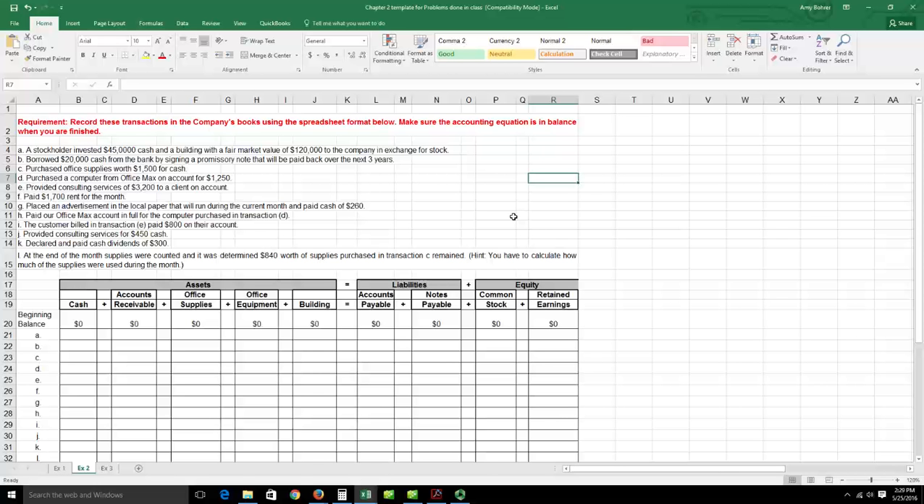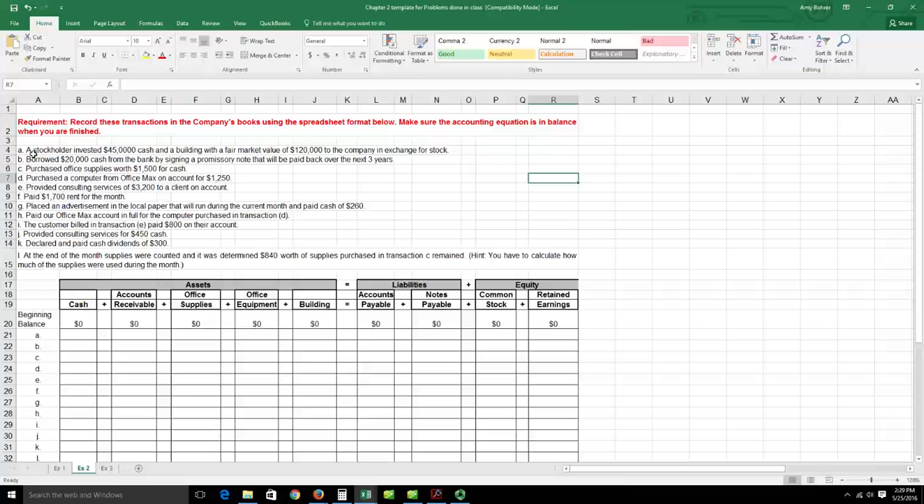And so let's just dive into the first one. The first thing I want to also say is that you are recording these transactions as if you are the accountant or the bookkeeper for the company. Don't think of this from your individual point of view. Think of it from the company's point of view and what journal entries or what transactions have to be recorded in the company's records.